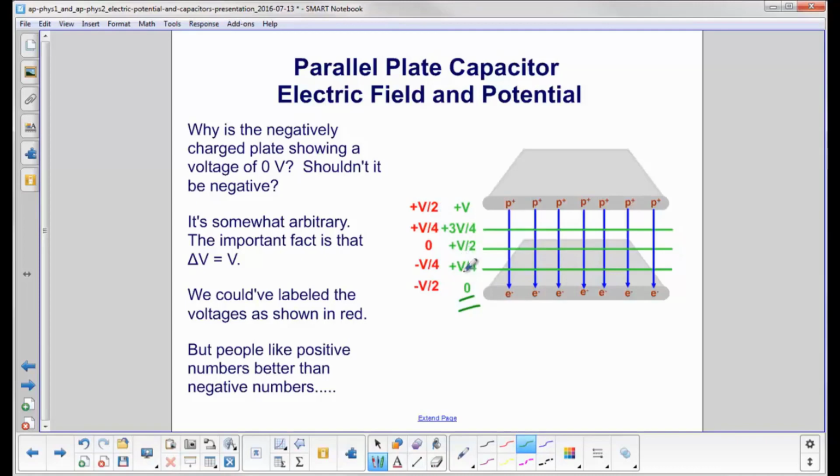We still have the linear progression, and we also have the higher voltage at the positively charged plate and at the origin of the electric field vectors. The voltage gets smaller as you follow the electric field. Probably because people like positive numbers better than negative numbers, so we showed it like this. But the other way also would have worked.